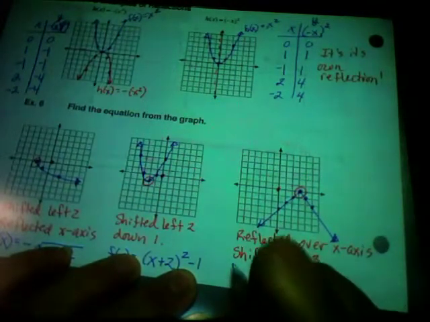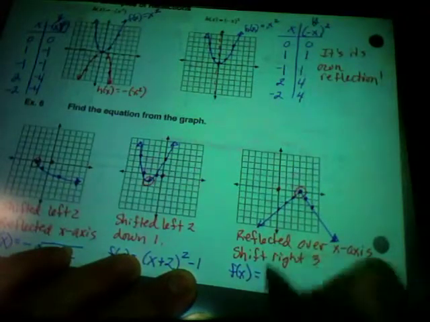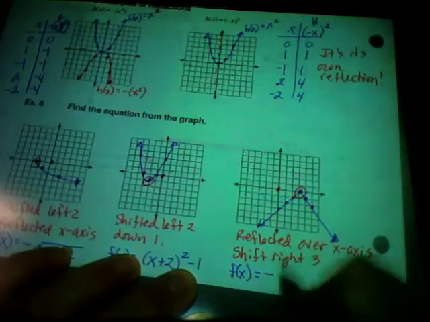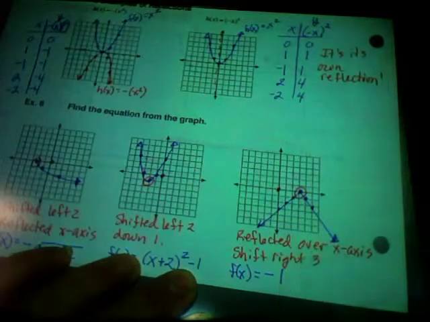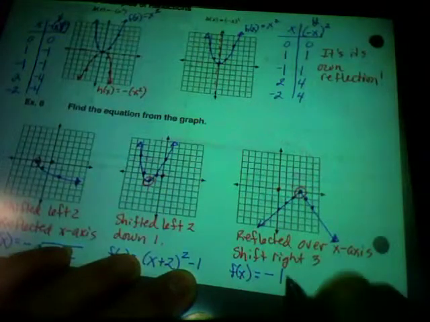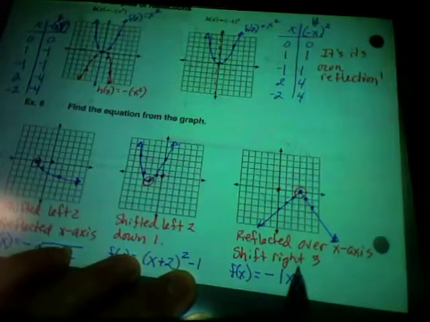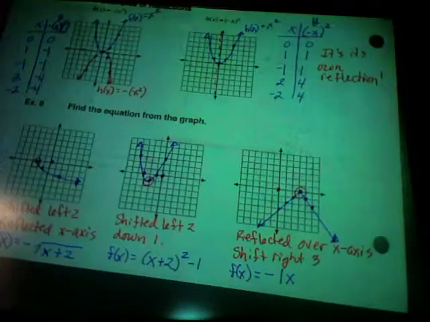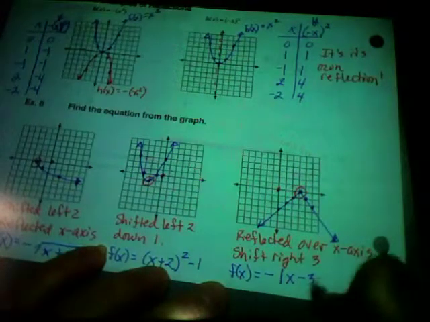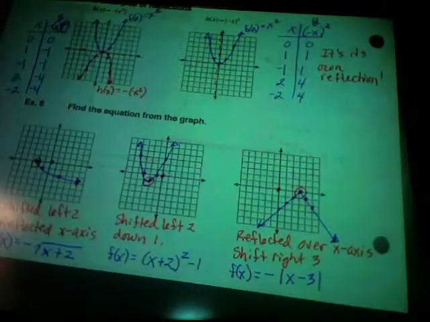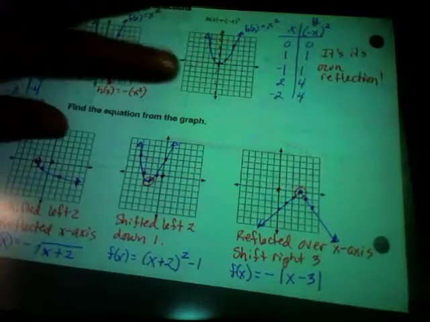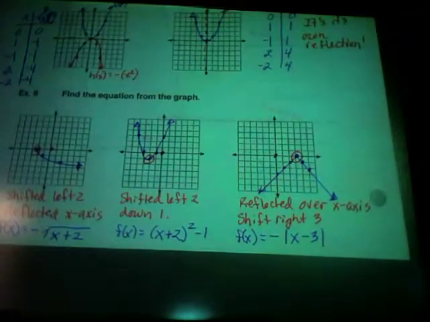So f of x is equal to, because of my reflection, I'm going to do a negative out in front of the argument of x. And because it's right, it's inside the argument, and it's the opposite direction, you're correct. Minus 3. Very good. So see, you're getting better at it already. All right, last page.